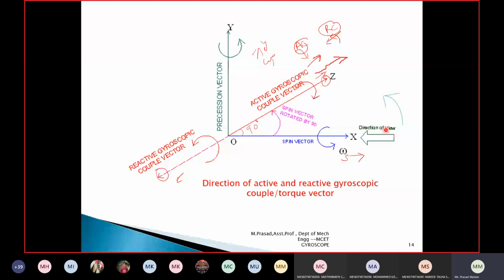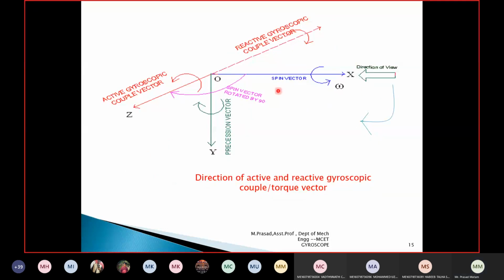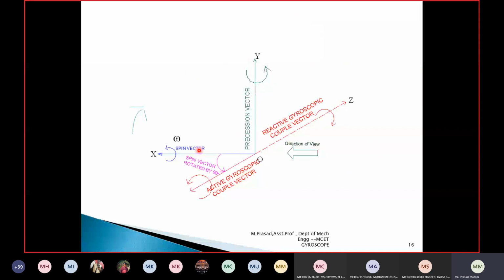Four cases are there. The rotor rotates forward, taking left turn and right turn. The disk rotates backside, taking left turn and right turn. This is case 1. The disk rotates in the forward direction, taking a left turn. The precession vector will come upside. Again, the disk rotates in the clockwise or forward direction and takes a right turn. This precession vector is coming downwards.